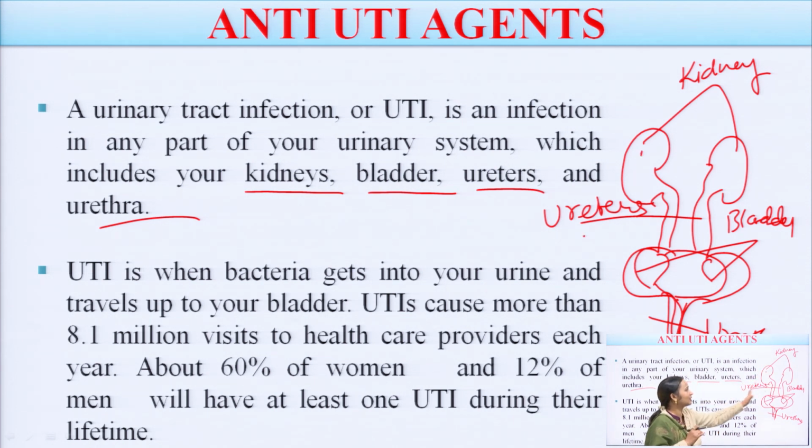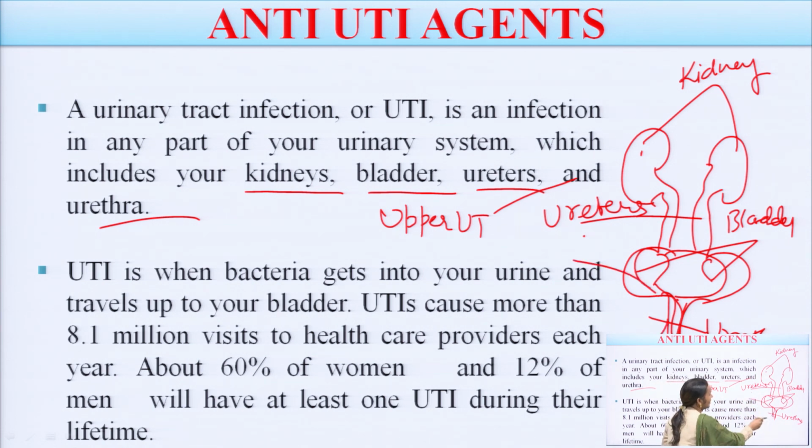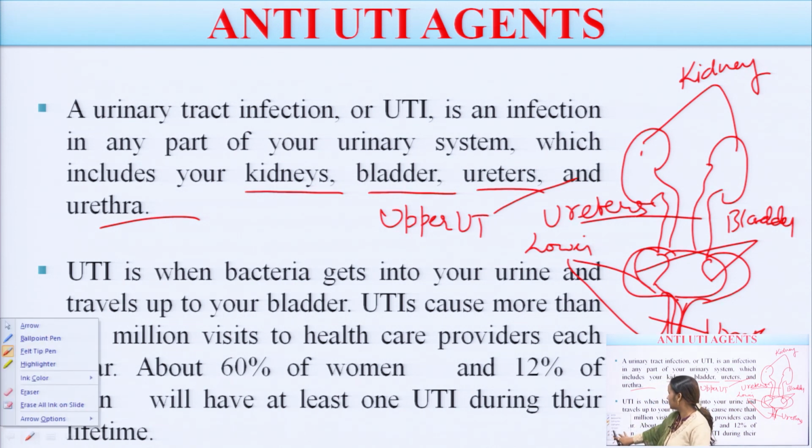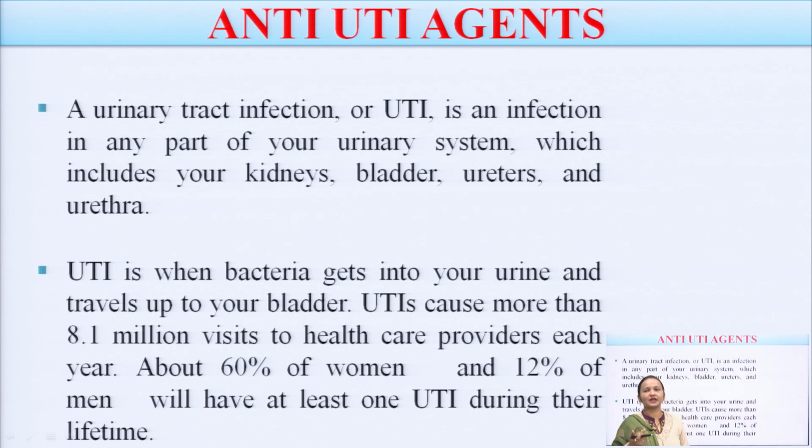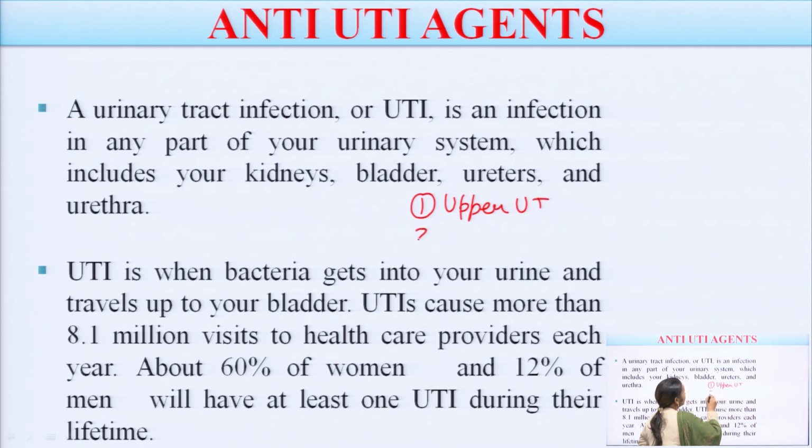Okay. If we talk about the types of urinary tract, if we consider kidney and ureters, they make up the upper urinary tract, and the lower urinary tract comprises of bladder and urethra. So, we can divide these 4 parts of our human body into 2 types, the upper urinary tract and the lower urinary tract, as we are talking about urinary tract infection.